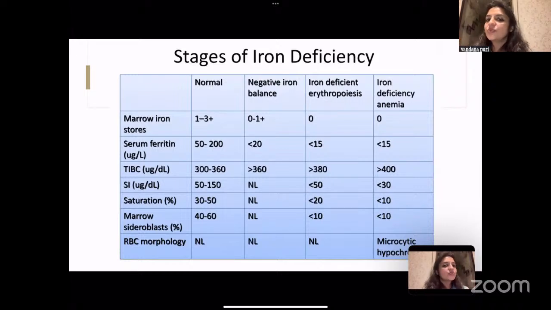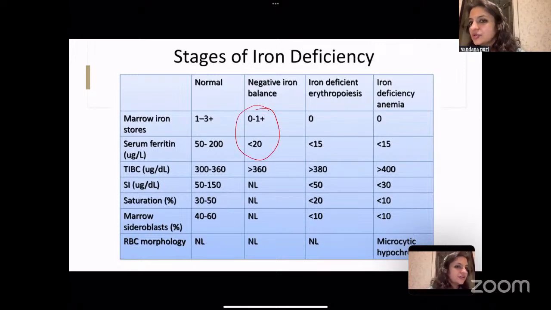The first stage is when only your bone marrow iron stores are decreased and serum ferritin levels go down. Even TIBC levels start increasing slowly here. But the most important finding is that the marrow iron stores are decreased and serum ferritin goes down. Once iron deficient erythropoiesis starts, your serum markers start getting affected. So your TIBC increases, your serum iron decreases, your transferrin saturation decreases, and marrow iron is already decreased.